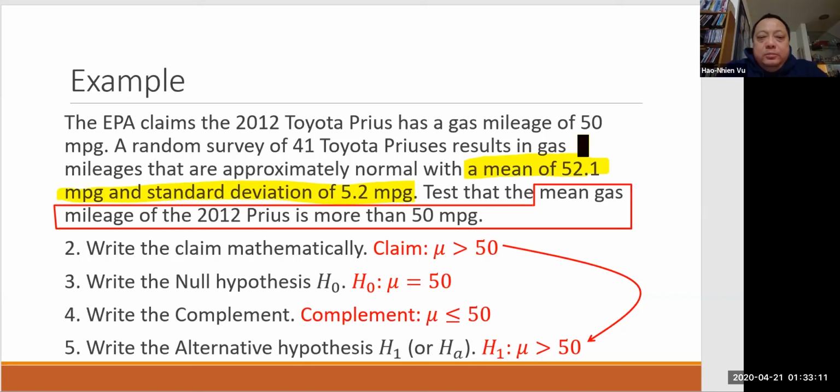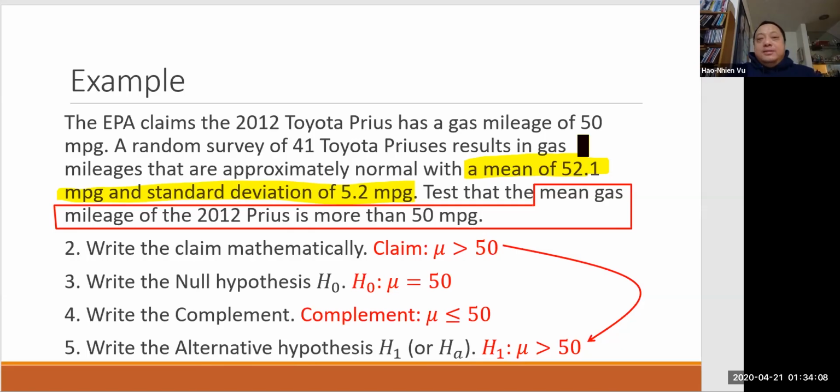You may be asking, so what do we do with the mean of 52.1 mpg and a standard deviation of 5.2 mpg? Those are sample mean and sample standard deviation that we got out of a sample of 41 Toyota Priuses. So we will use those later when we do computations to actually test the hypothesis. But the hypotheses are statements that we make about the population. We claim that the population mean is more than 50. The sample mean of 52.1 is not part of our claim, but we will use them later in the process.